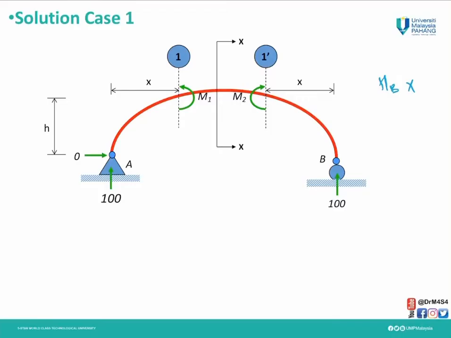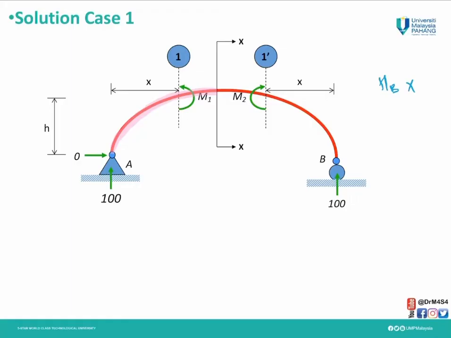So at any x distance of the first part, at any horizontal x distance, there will be M1 as anti-clockwise, and also at any x distance from B will be M2, and it is anti-clockwise. Now let's calculate the values of M1 and M2.